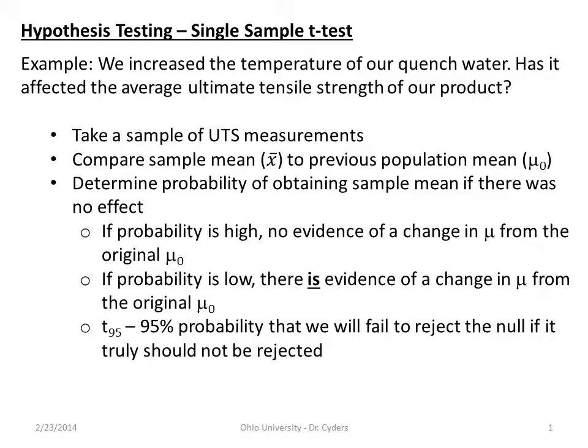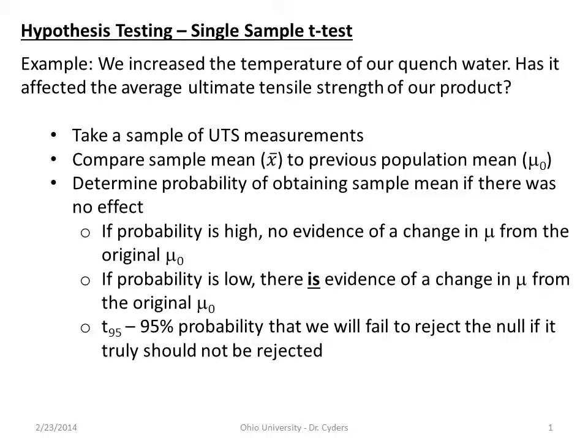To make that determination, we're going to use what we call the t-statistic. And we're going to basically compare the difference in means to their relative standard deviations. And based on that and the normal curve and the t-distribution, we can determine the probability that we would have obtained that result. The t95 that we're going to use to make our determination, what we call the critical value, is the t-value that denotes a 95% probability that we will fail to reject the null if it truly should not be rejected. In other words, if our t-value is less than the critical value, then the two means are too close together to be able to say that there was a change.